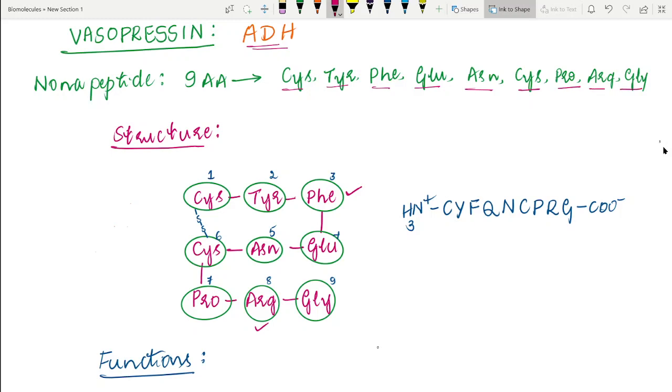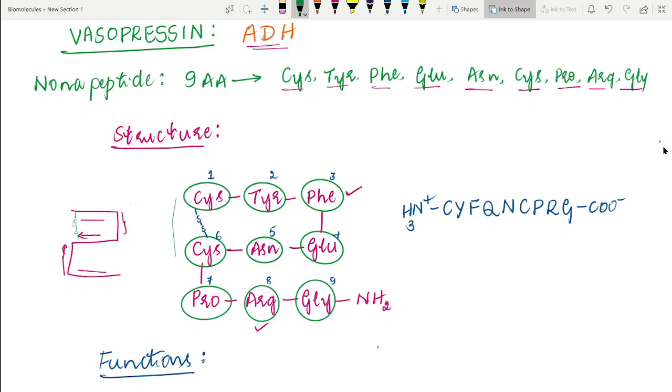Here also the N-terminal amino acid is cysteine and the C-terminal amino acid is glycine, and here also it's in interaction with the NH2 group. So the structure runs similarly to that of oxytocin. It runs like this. And this is the bond between the third and fourth amino acid, and this is the peptide bond between the sixth and seventh amino acid. We can see a disulfide bond between the first and sixth cysteine residues.